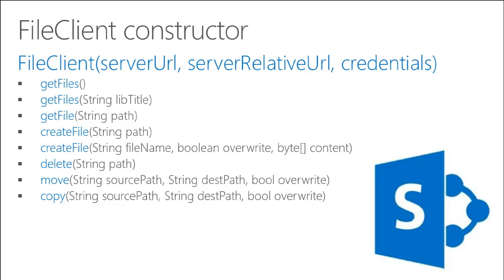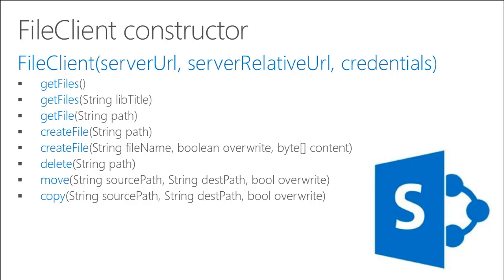So the first big one is file client. And it takes the URL of the server that you're trying to hit, a site relative URL, so if you're trying to just hit the root site, it would be /. And then finally, credentials, which we'll talk about, basically going to be your access token that you get back for OAuth. You've got to stick it in there. And then the methods that are on there are pretty self-explanatory, what you would expect.